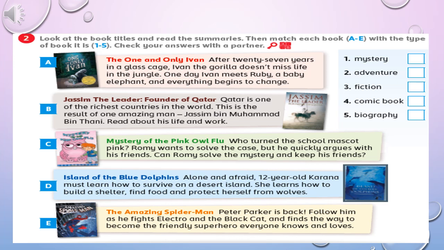Okay, now let's match. Number one, the answer is C. Number two, adventure. The answer is D. Number three, animal fiction. The correct answer is A. Number four, comic book. The answer is E. Number five, biography. The correct answer is B.